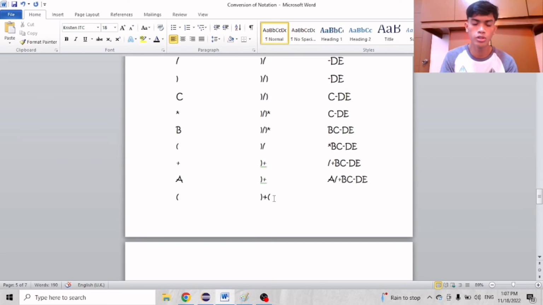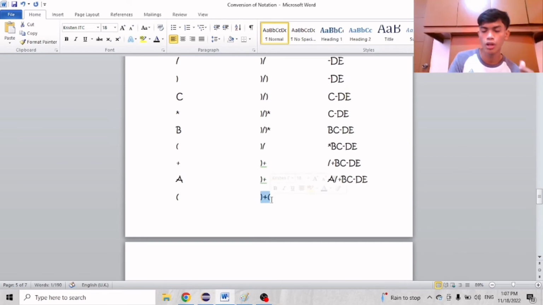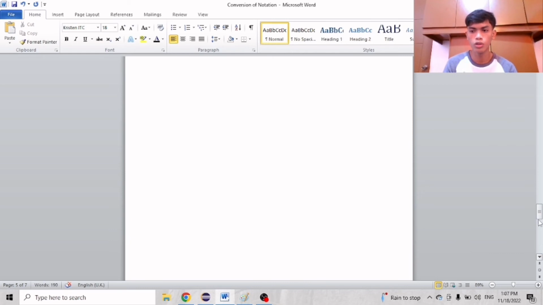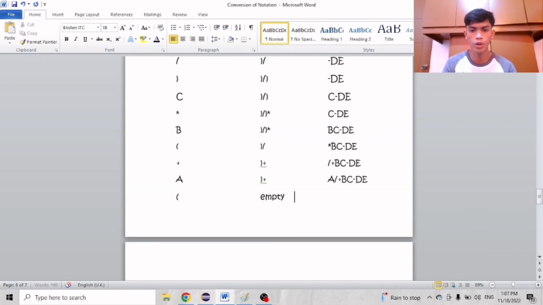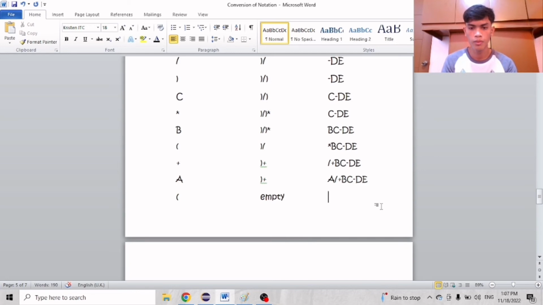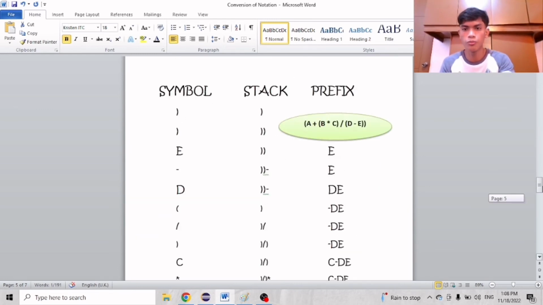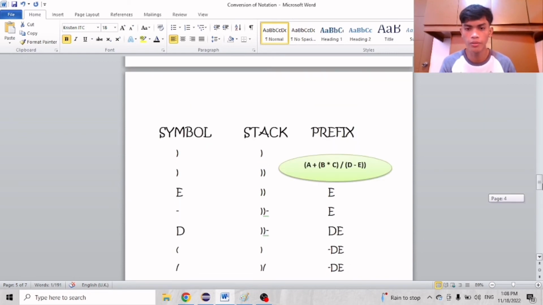That is rule number 4. It needs to be popped. Did you notice that in the postfix and the prefix, the stack is always empty at the end? That's because if it is not empty, it means the operation is wrong. So plus E, B, C, then D, E. So this is the final output of the prefix, the final output for the prefix of that infix symbol.